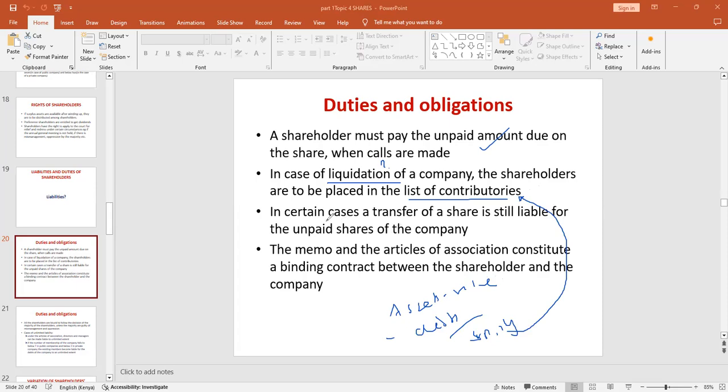Another duty is that sometimes you can transfer your shares, but then you still owe the company money, and then you might be forced to pay that money even if you transfer the shares. So that can be an obligation.